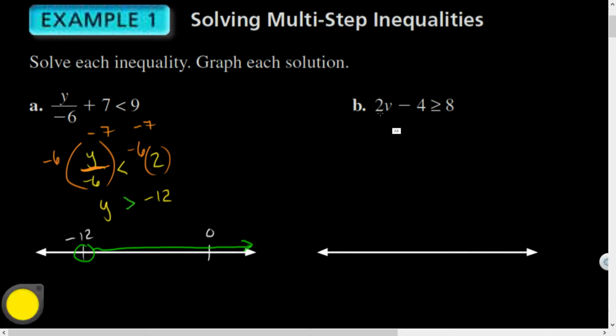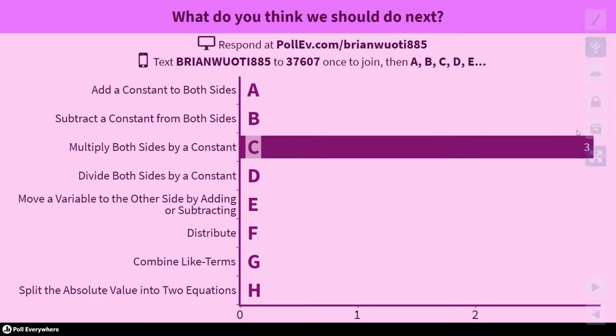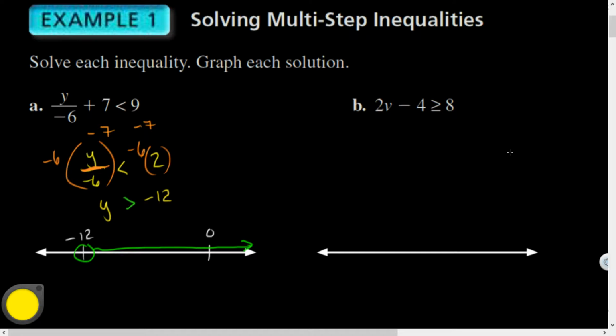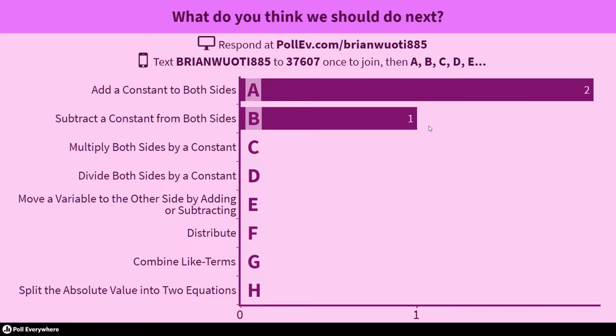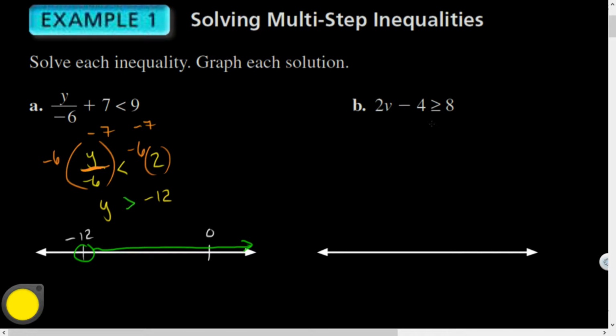Next problem. Step 1, clear the results. What's it going to be? Step 1. All right. Oh, add or subtract, a little bit of discrepancy. Divide also could have worked. There would have been no fractions made. But the inverse operation of subtraction is addition. So I would add 4 to both sides.